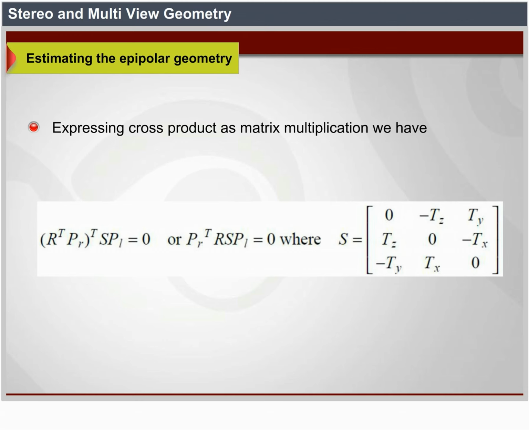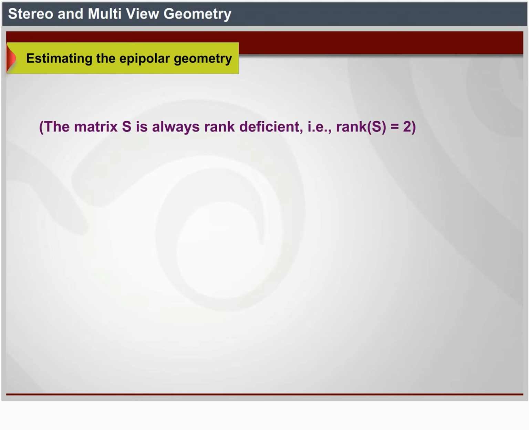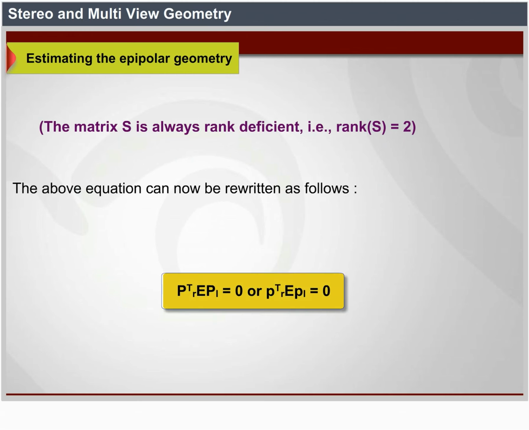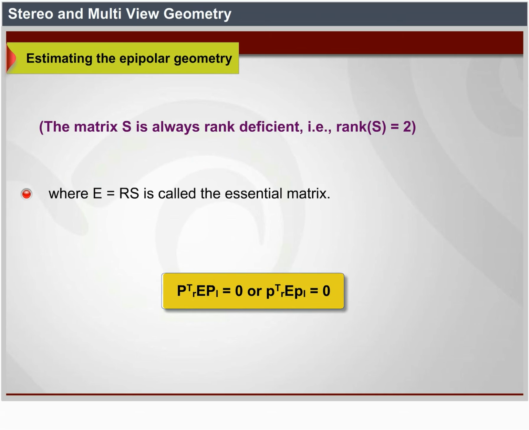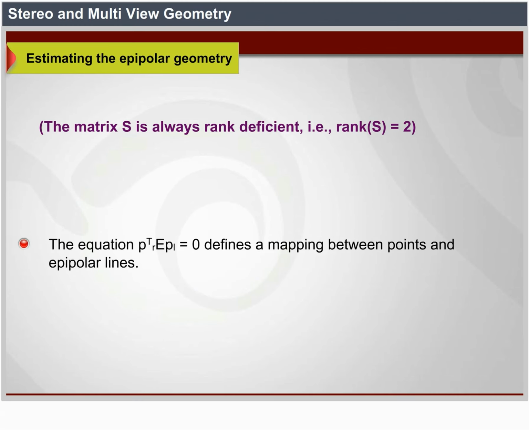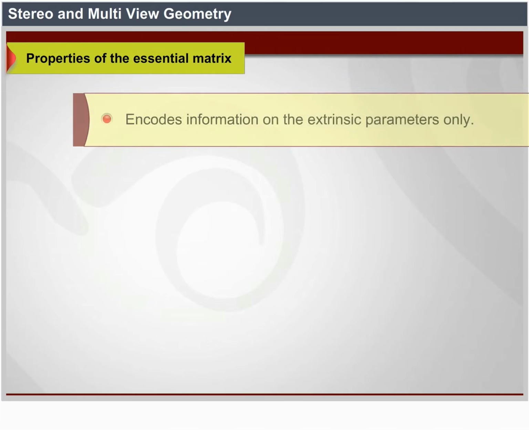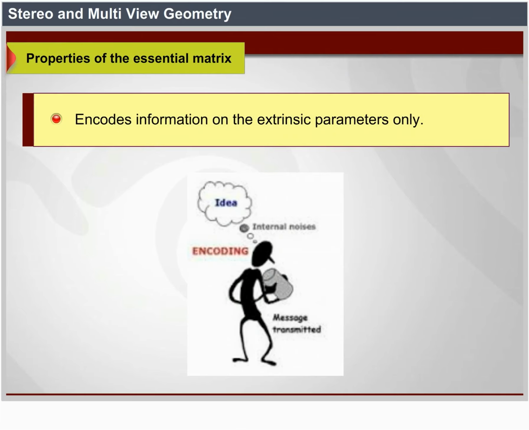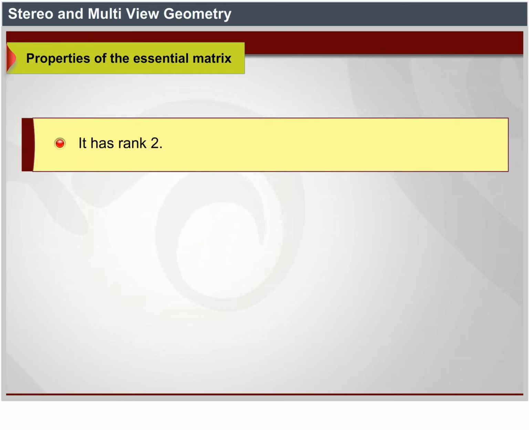The matrix S is always rank deficient, that is, rank S is 2. The above equation can now be rewritten as follows: PR raised to the power T, E PL equals 0, where E equals R S is called the essential matrix. The equation PR raised to the power T E PL equals 0 defines a mapping between points and epipolar lines. Properties of the essential matrix: it encodes information on the extrinsic parameters only. It has rank 2. Its two non-zero singular values are equal.